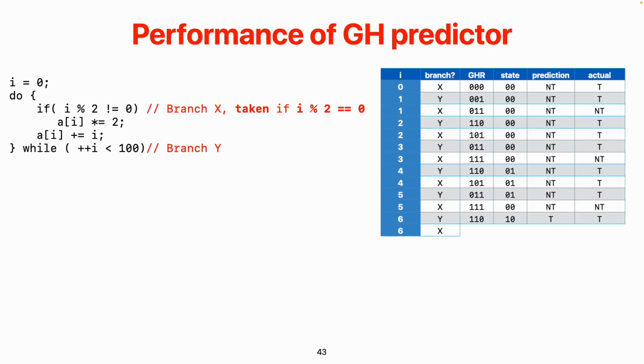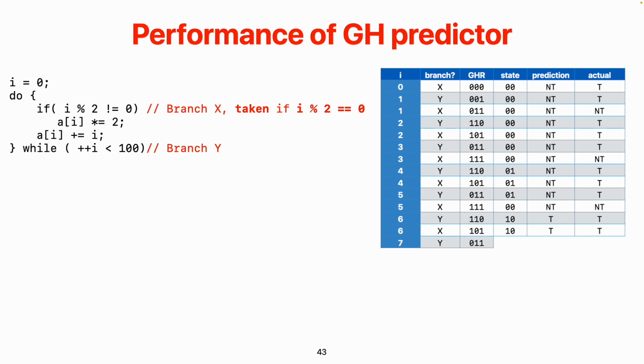Now, when i equals 6 and we meet X, what's the current GHR? 101. What's the state in 101? 10, right? Because previously it was here, and it was 01, but because it's true, we increment it. What's the prediction? Taken. What's the actual outcome? Taken.